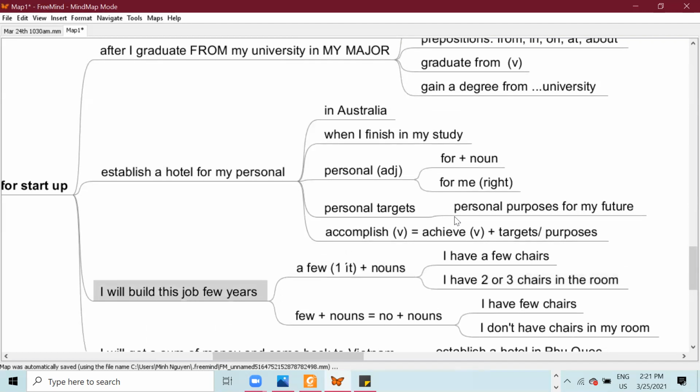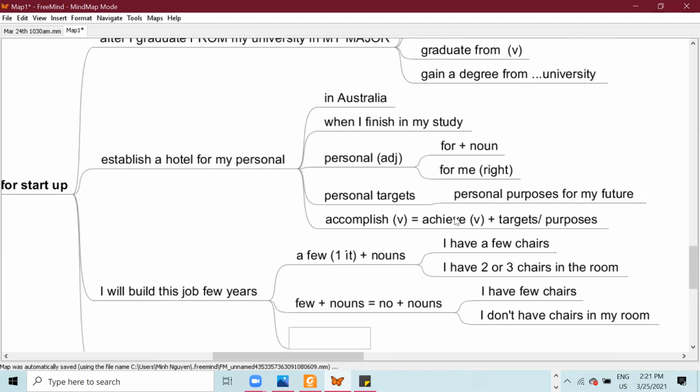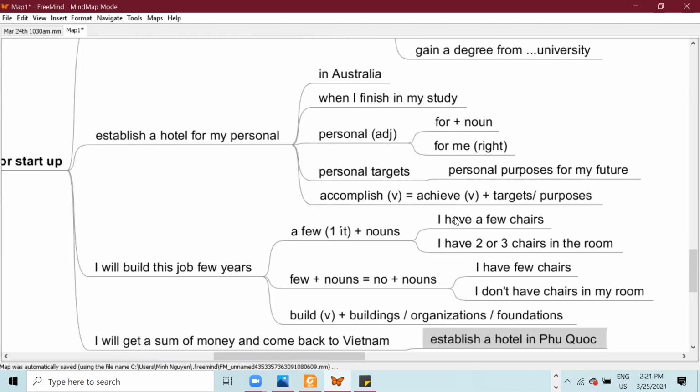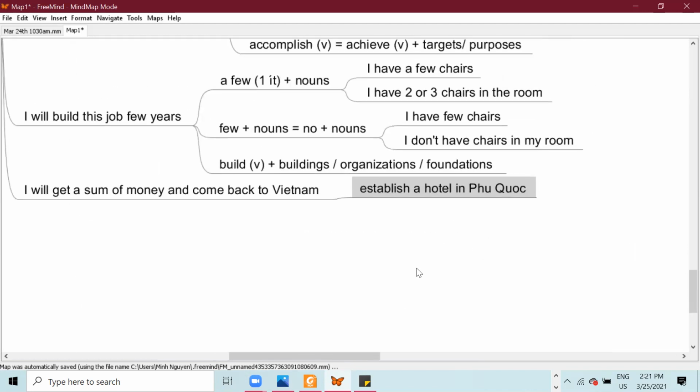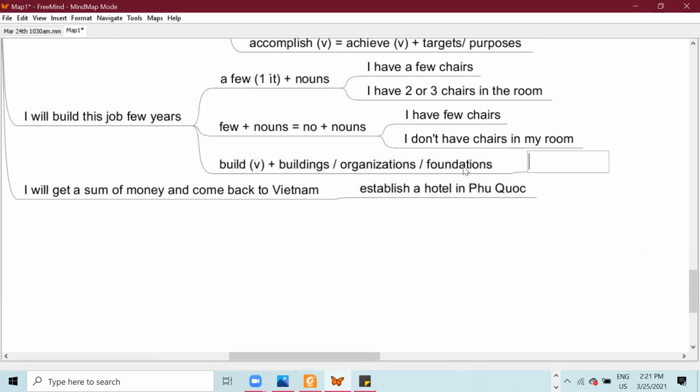So I will build this job. You build what? You build a company. When you use the word build, please think about buildings. When you use the word build, please think about organizations. When you use the word build, please think about foundation. Just like right now, you start to study English, so you have no foundation in English.